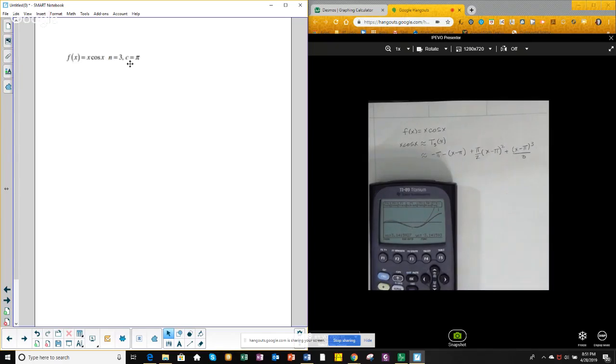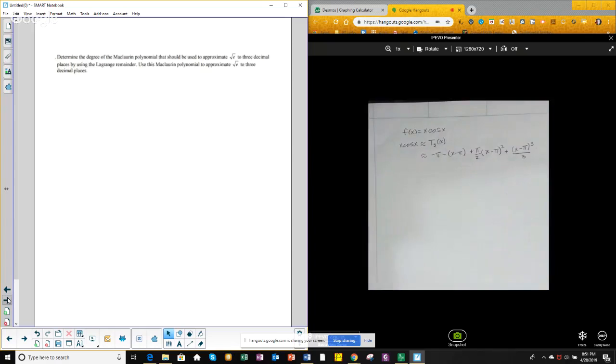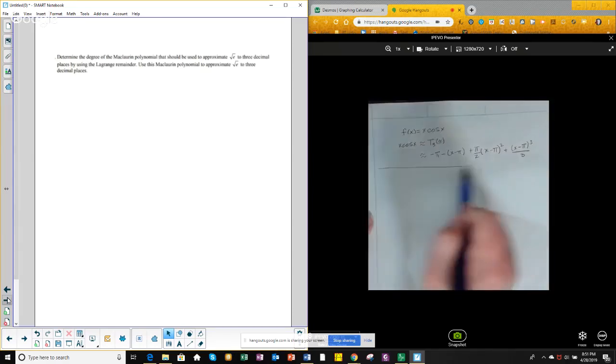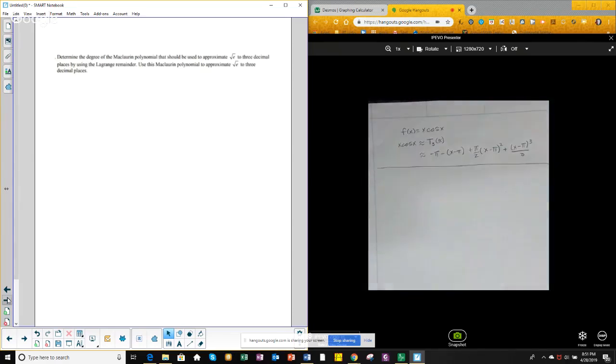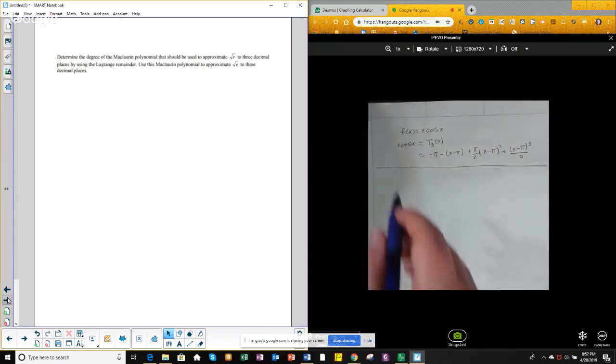And I'm going to do a quick question on error, because that's always a popular subject. Error. I hear moans and groans in the background. All right, so the next problem we're going to do is determine the degree of the Maclaurin polynomial that should be used to approximate the square root of e to 3 decimal places by using the Lagrange remainder. Use this Maclaurin polynomial to approximate the square root of e to 3 decimal places.